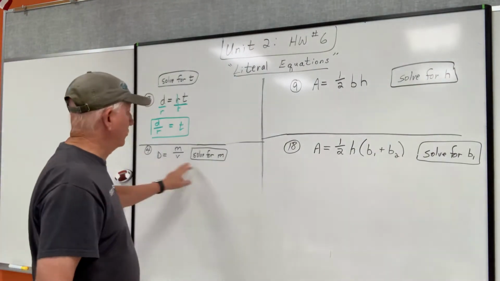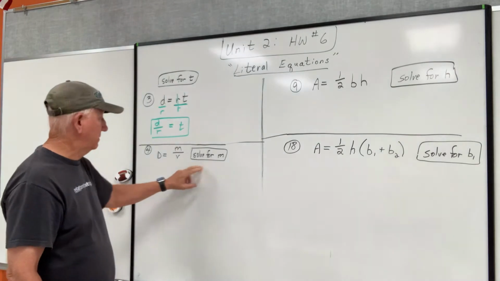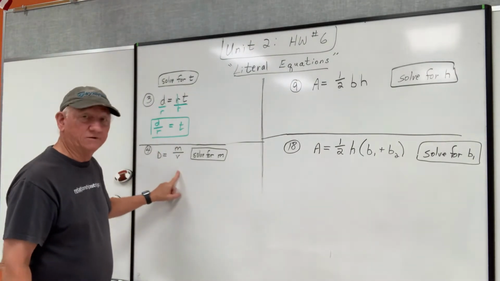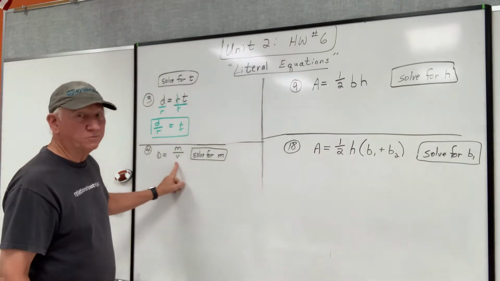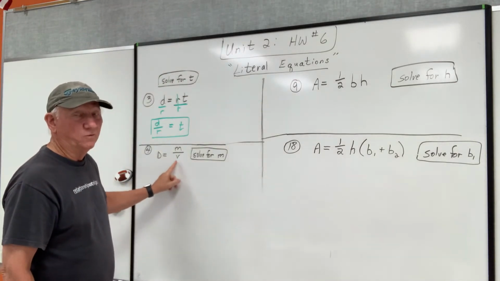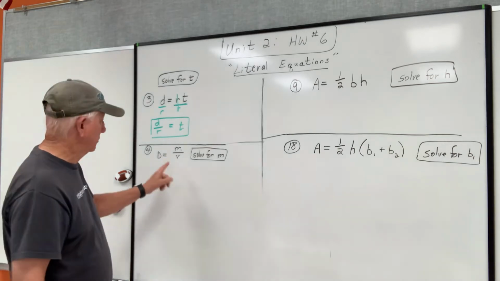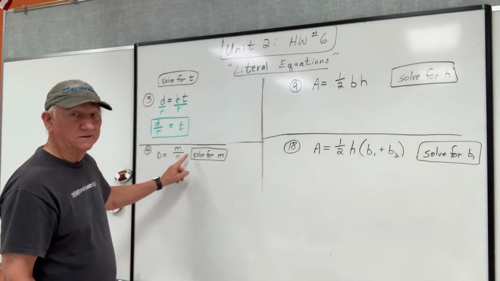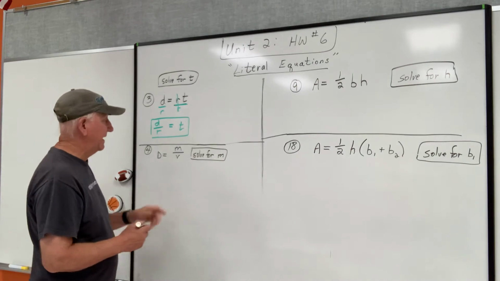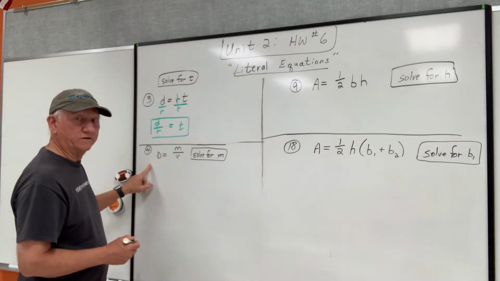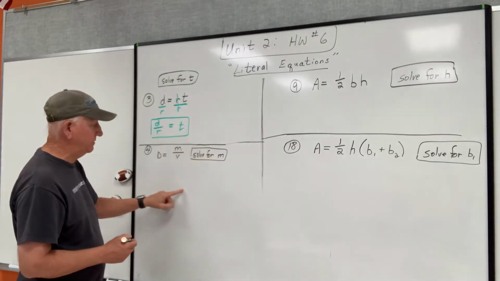Okay, on number 4, it says solve for m. So we locate m on the right side again. We want it by itself. That's a division problem. What's the inverse of division? Multiplication. So we're going to multiply both sides by whatever we're going to get rid of. So the v, we want to move it to the other side because we want it to be just m equals over here.